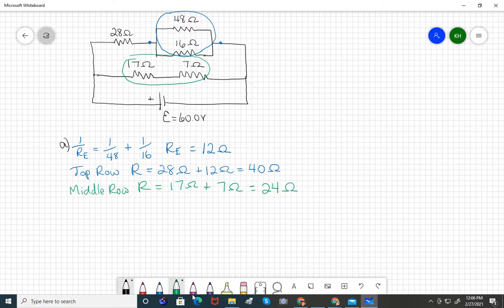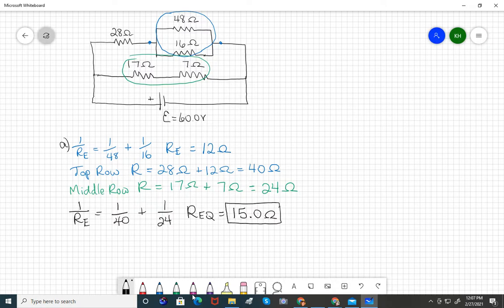Again, if we look at the top row and the middle row, those two rows are in parallel. So if we want the equivalent resistance for the whole thing, it's going to be 1 over 40, that's the top row, plus 1 over 24. And this is actually the answer to part A. 1 over 40 plus 1 over 24. Take the inverse. And the equivalent resistance for the entire circuit is 15.0 ohms.